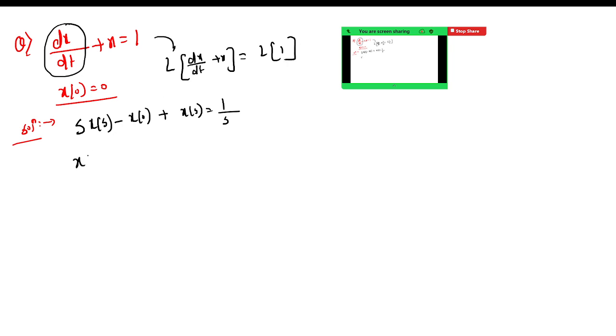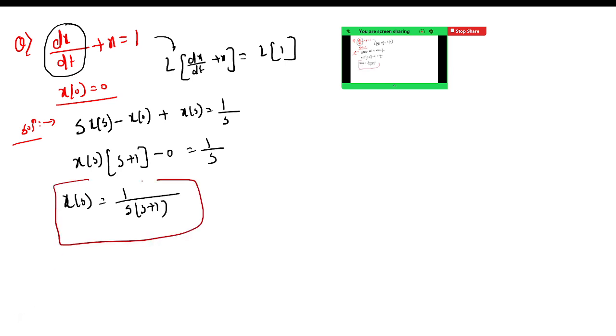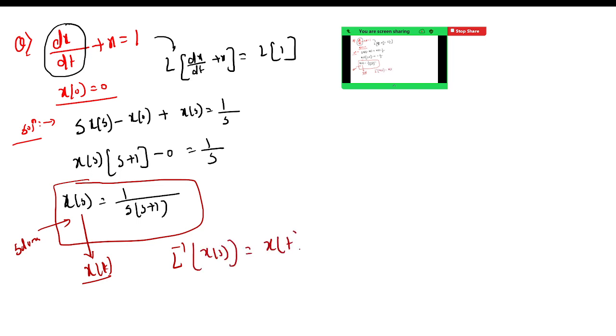If I take Xs common, this will be s plus 1, and x0 is 0, so I will be taking it as 0. That is 1 by s. So the value of your Xs is equal to 1 upon s into s plus 1. Fine. So now you have got the function in terms of the s domain. Now, I am very much interested in knowing the t domain, that is xt. So how can I do this? I'll be doing Laplace inverse of Xs, and that will give you the value of xt. That will be equal to Laplace inverse of 1 upon s into s plus 1.